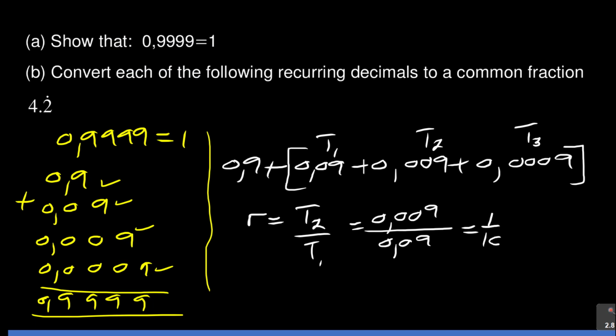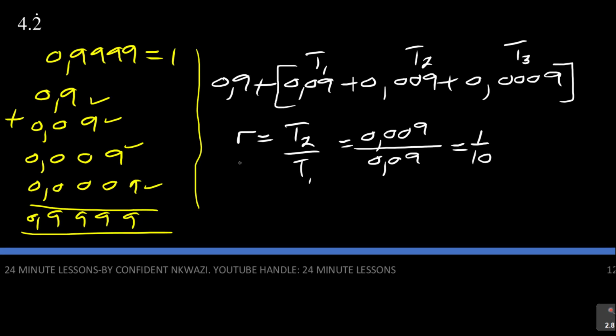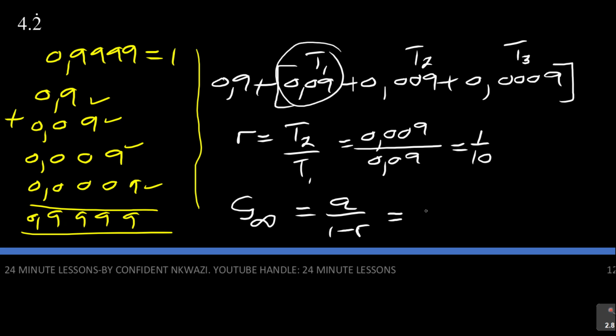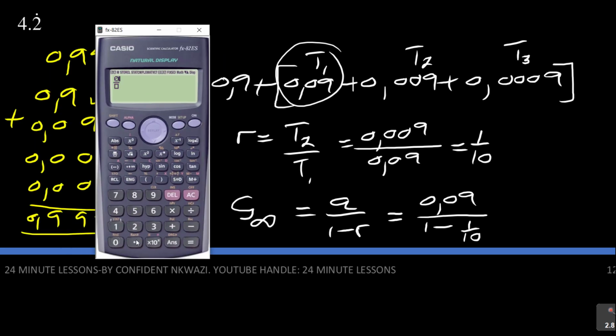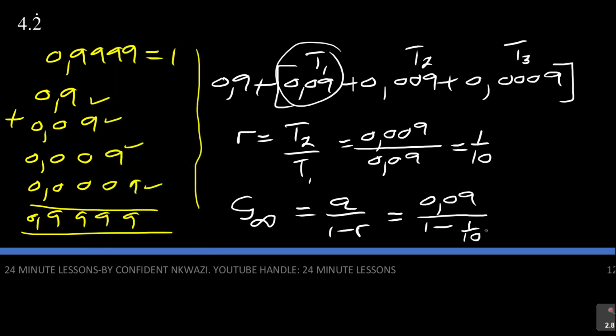So now we can say the sum to infinity is equal to A over 1 minus R. Now our A is our T1 there, which is 0.09 over 1 minus 1 over 10. Let's see what we get in that part: 0.09 over 1 minus 1 over 10 equals 1 over 10. If you press the S-D button, the answer is 0.1.